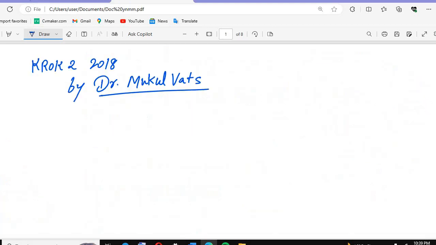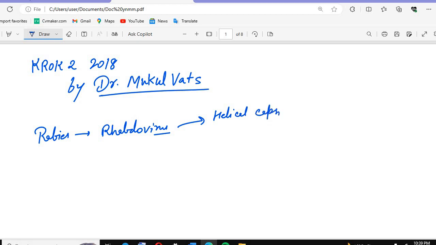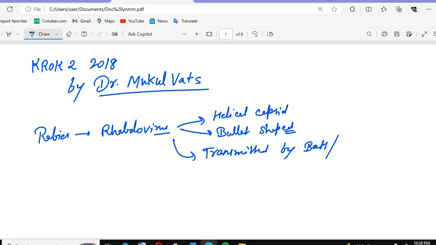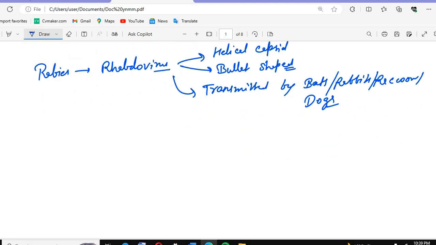Okay, I am writing it here. Rabies, the rabies rhabdovirus. It has a helical capsid, and it is a bullet shaped virus. It is transmitted by bats, rabbits, raccoons or stray dogs. So it can be transmitted by bats, rabbits, raccoons or dogs.